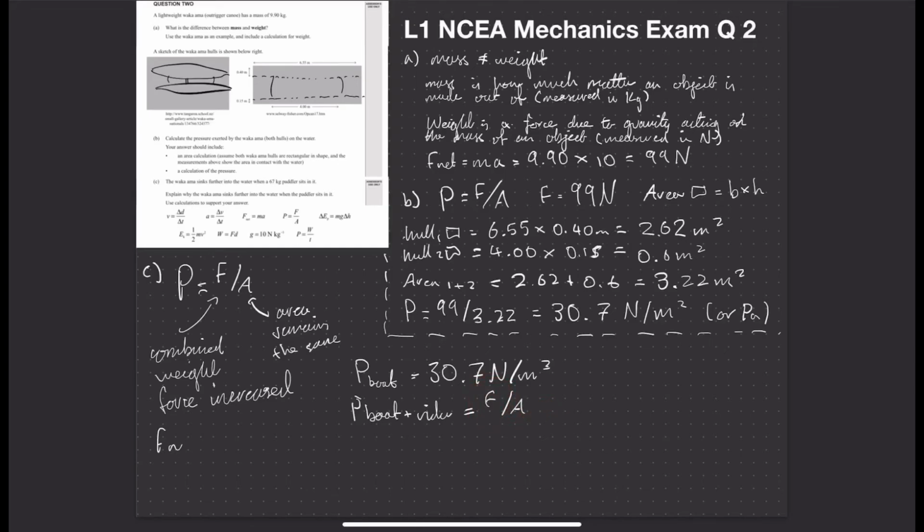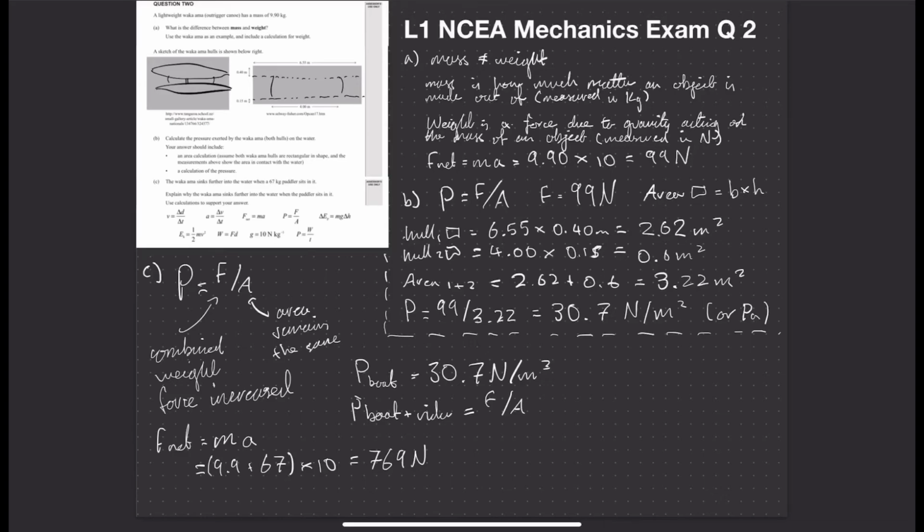So our F net is going to be mass times acceleration, again, acceleration being due to gravity. But this time we've got two masses, so it's going to equal the mass of the boat from before, 9.9, plus the mass of the rider, 67 kilograms, times 10. And we're going to get a new force of 769 newtons, which is quite a bit more than before, 99.